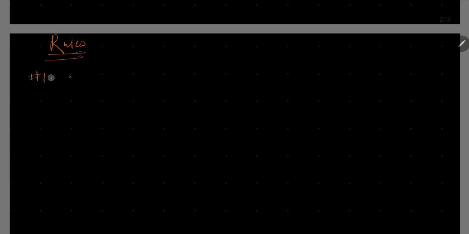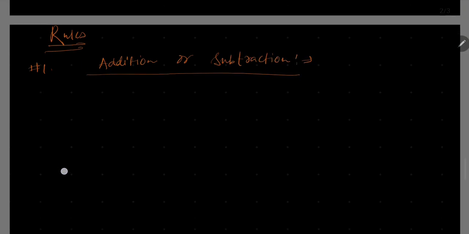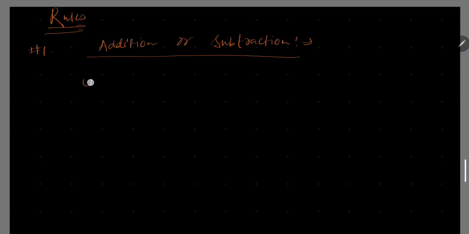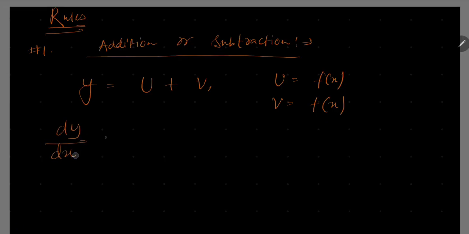First rule, addition or subtraction. What is the rule? If we have an equation y is u plus v, where u is a function of x, v is a function of x, and you have been asked to differentiate y with respect to x, you can distribute the differentiation amongst the terms. So you can say du by dx you have to calculate, plus as it is dv by dx.